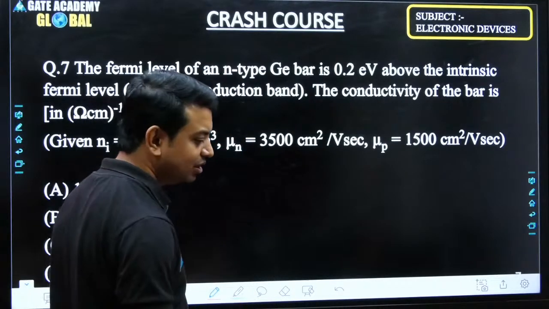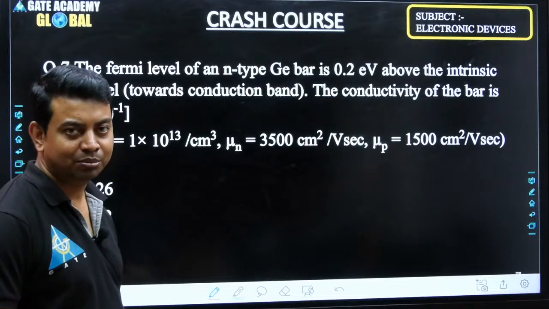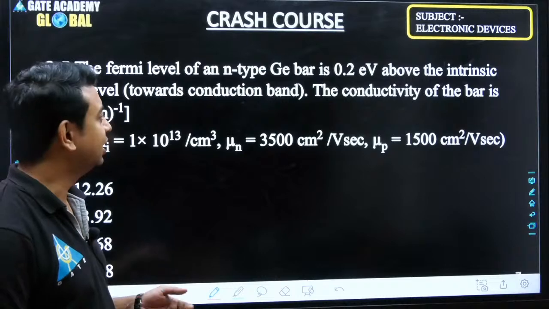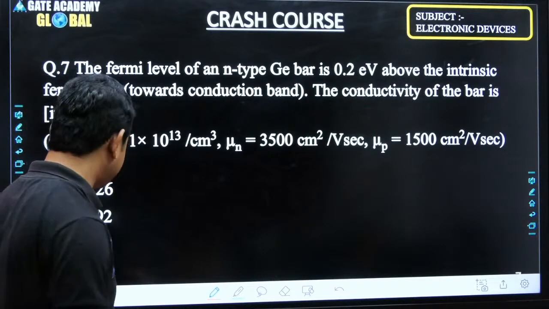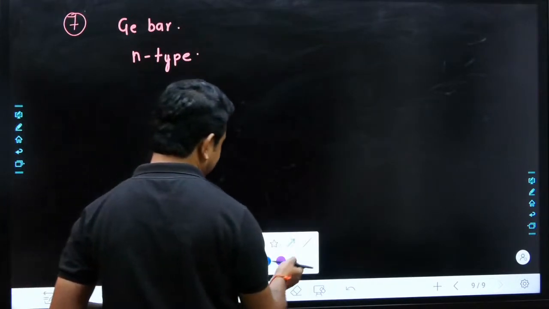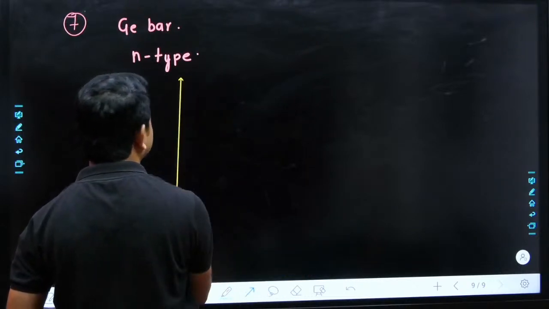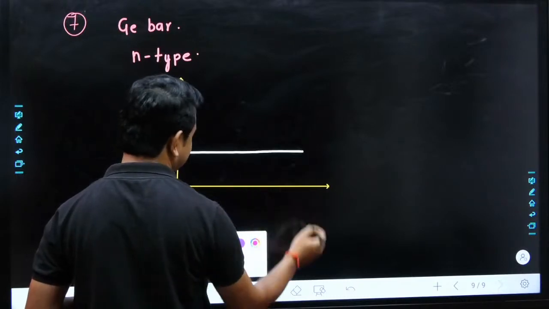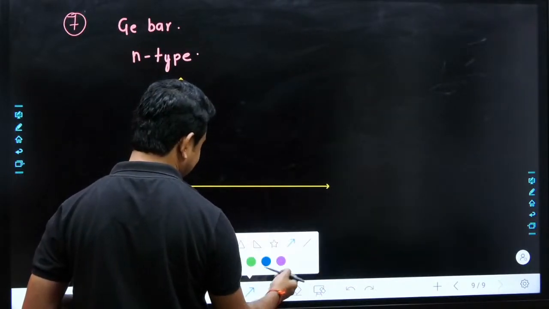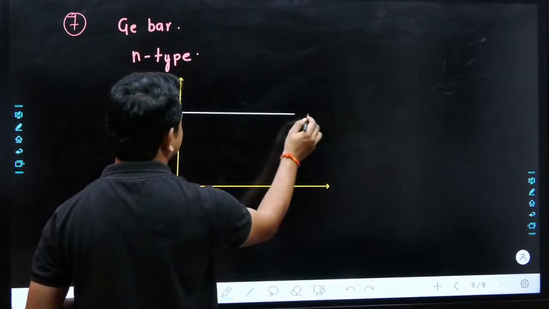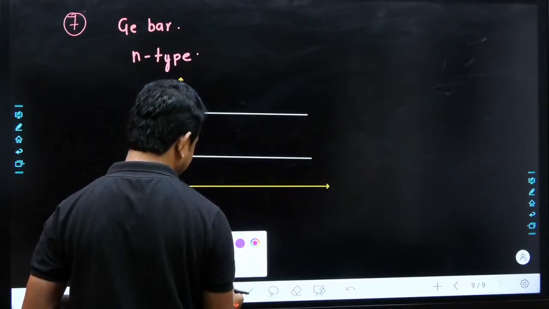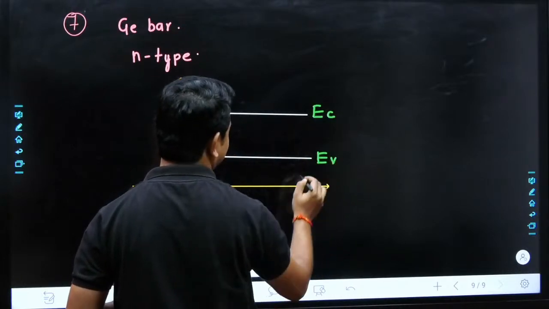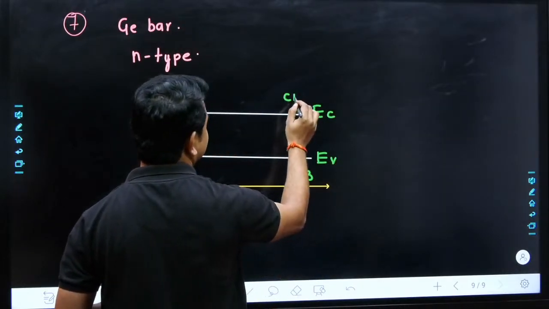Now again the relative position is given, but not with respect to the lowest edge of the conduction band. It is given with respect to the intrinsic Fermi energy level. Since this question is different, I want to draw the graphical plot again to give you proper knowledge. This position is the position of EC, and another is the position of EV, the uppermost energy level of the valence band and the lowermost energy level of the conduction band. This is the valence band and this is the conduction band.